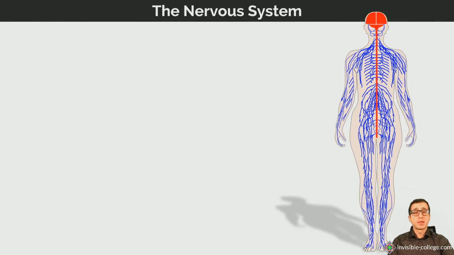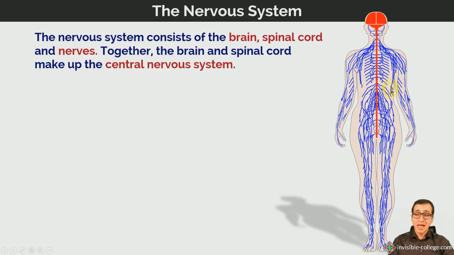So the nervous system consists of the brain, the spinal cord, and the nerves which connect the brain and spinal cord to the peripheries of the body. So we can divide the nervous system into two general anatomical branches. We have the brain and spinal cord, which make up the central nervous system, and we have the nerves which run between the brain and spinal cord and between the central nervous system to the various other structures in the body, and this is referred to as the peripheral nervous system.